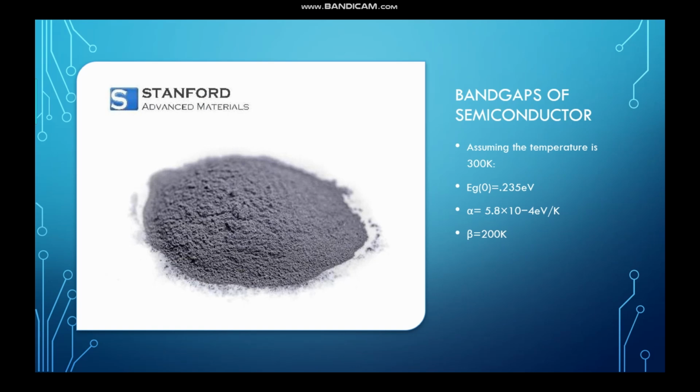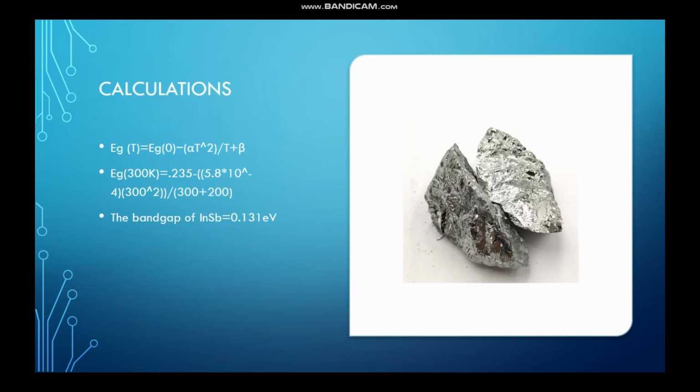When solving for the band gap of our semiconductor, which is InSb, we're first going to assume that the temperature is 300 Kelvin. The band gap energy is 0.235 electron volts. The thermal expansion coefficient will be 5.8 times 10 to the negative 4 electron volts per Kelvin. And our temperature dependency will be 200 Kelvin. When you plug them into the band gap formula, we find that the band gap of InSb is 0.131 electron volts.